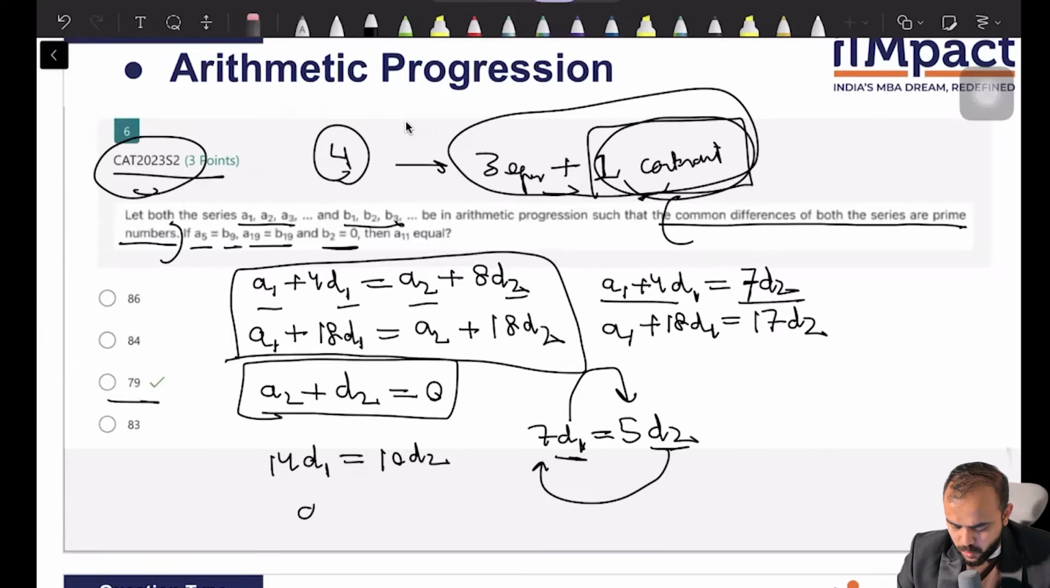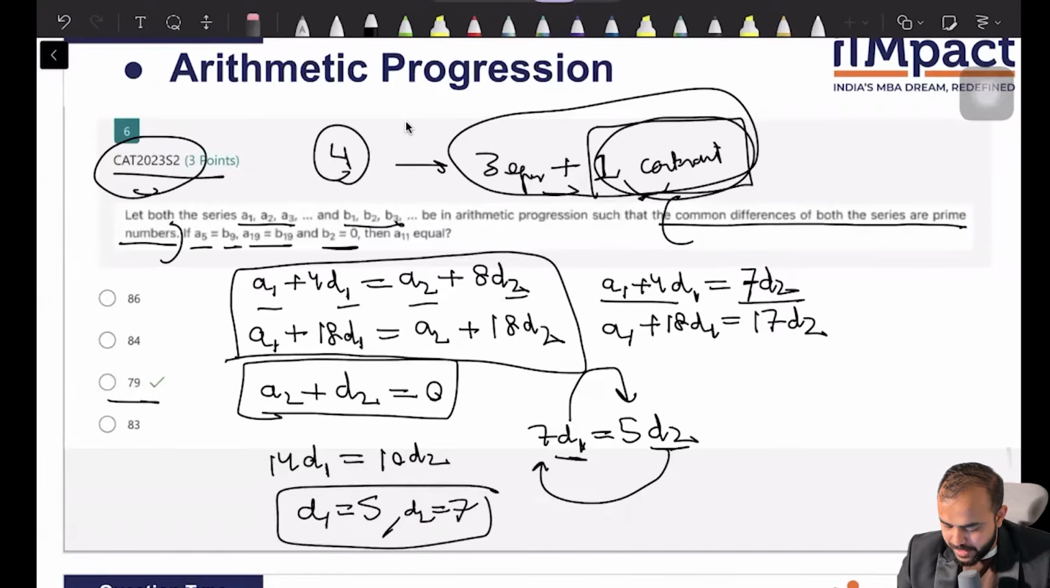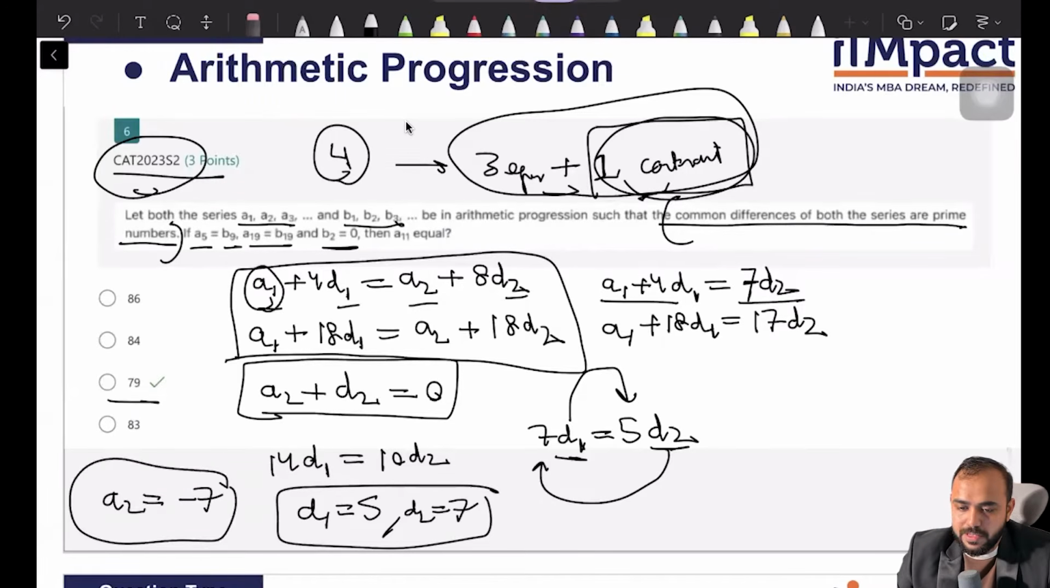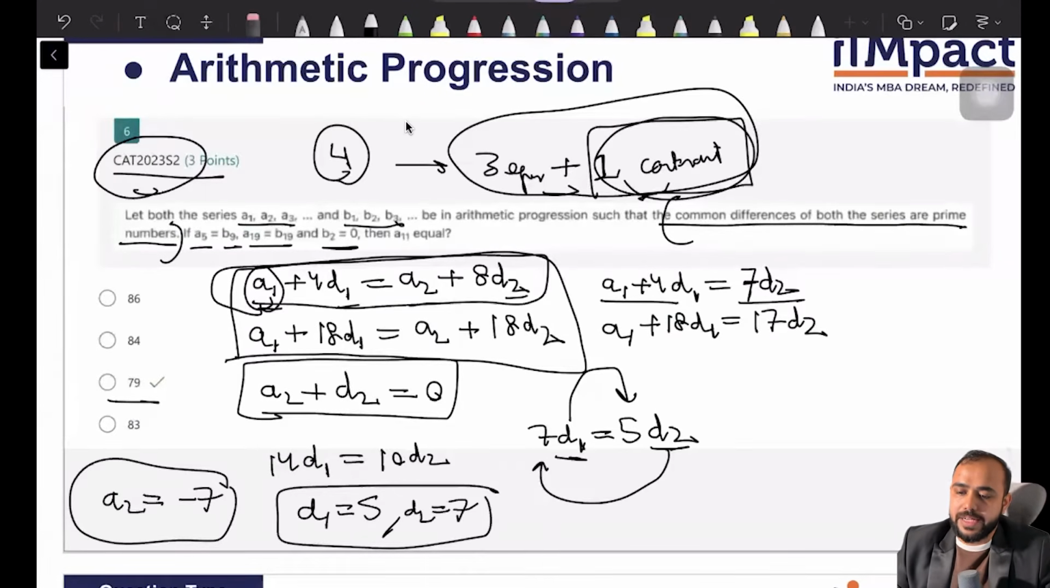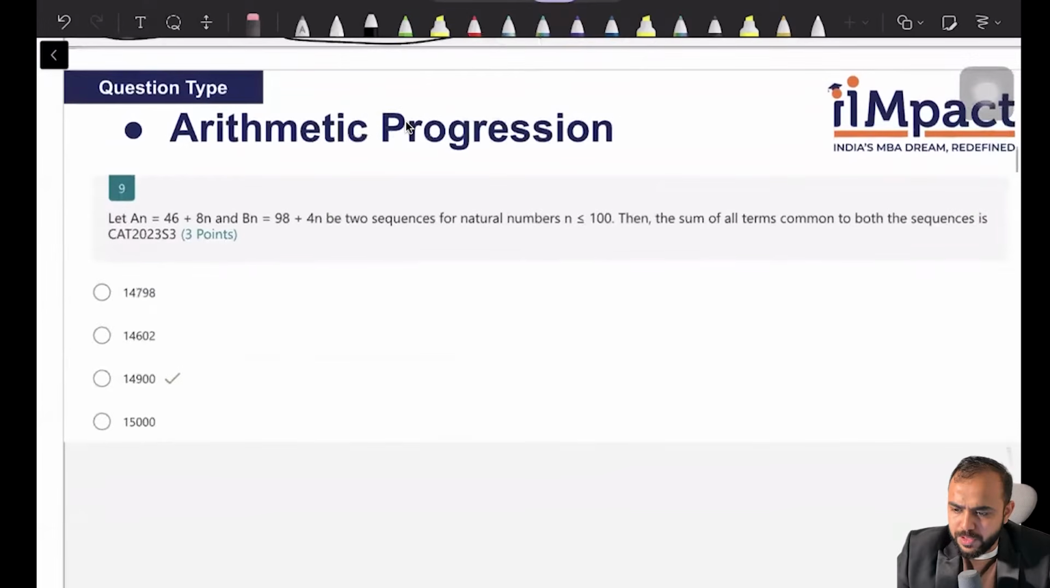You have D1 is equal to 5, you have D2 is equal to 7. After this, you can get A2 is equal to -7, and all that remains to be found is A1. Right? And you can put it in either of the equations, find A1, and then you have to find A1 plus 10D1.